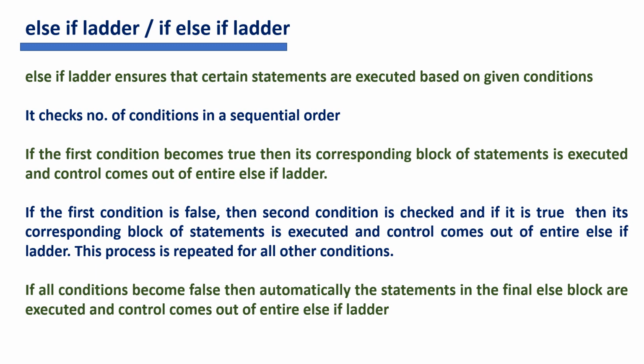That means if the first condition is false, and the second condition is also false, then control goes for checking the third condition and so on. This process is repeated for the given number of conditions. And the last point: if none of the conditions are met, if all the conditions become false, then automatically the statements in the final else block are executed and control comes out of the entire else if ladder.